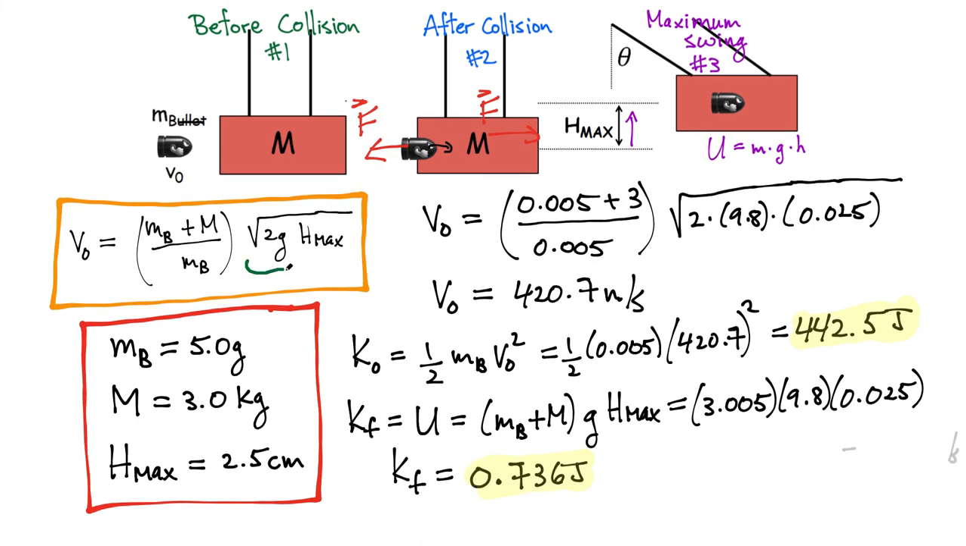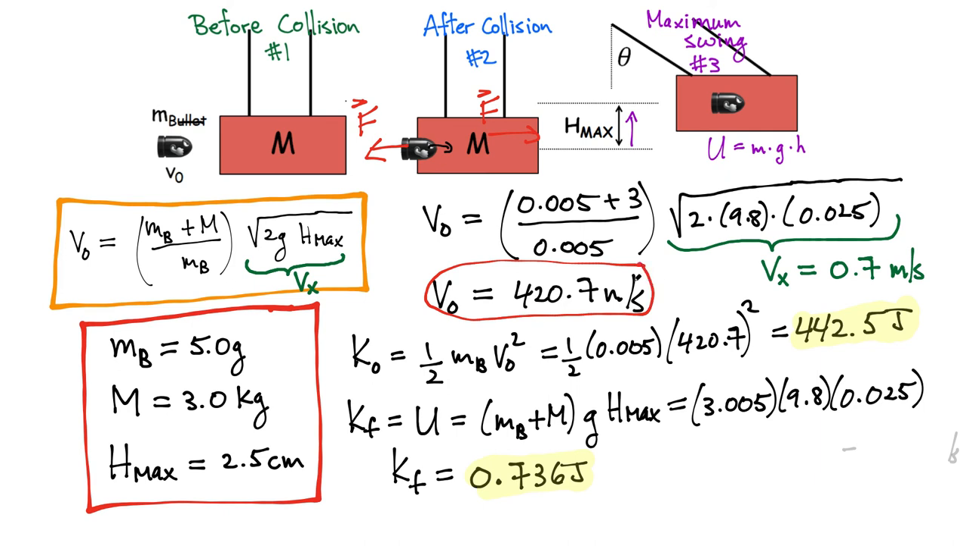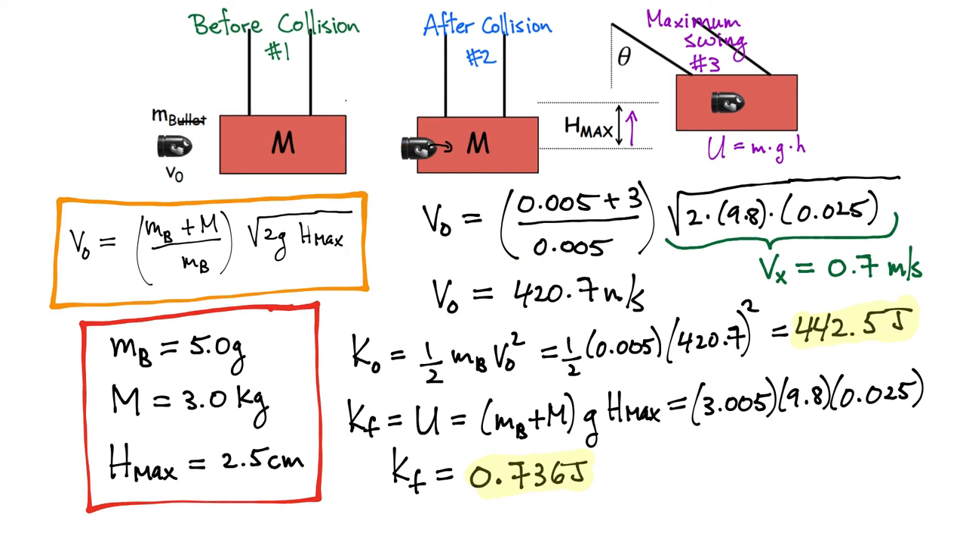This term right over here, remember, was the final speed right after the collision. This is what I had called Vx. This term actually also appears right here. This is Vx, just after the collision when the bullet is completely embedded inside the block. Just look at that term right there. You should get something around 0.7 meters per second. So we have this bullet that's initially moving at 420 meters per second, and then eventually it gets slowed down because it moves with the block at this tiny velocity of 0.7 meters per second. Okay, what else can we calculate here?